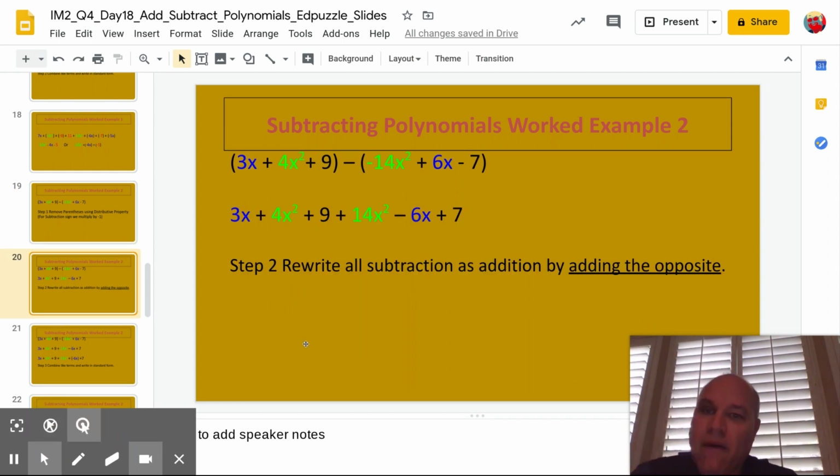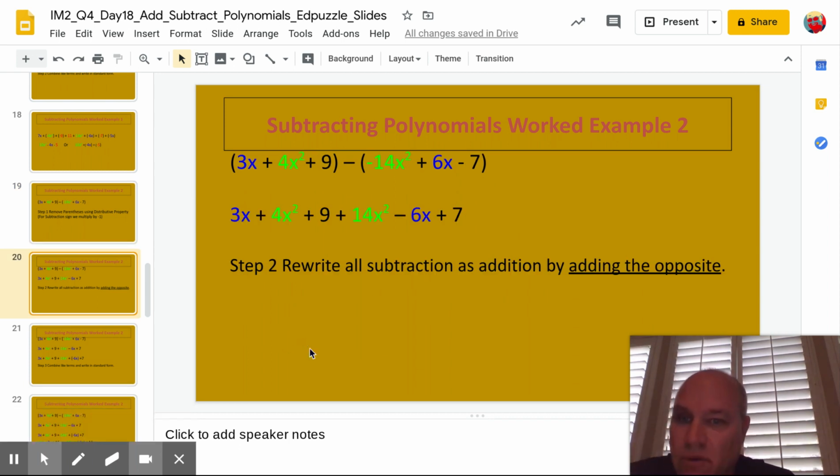So now we have 3x plus 4x squared plus 9. So we just distributed 1 there, so nothing changed. Just remove the parentheses. But look at this. Now we have plus 14x squared minus 6x plus 7. So we distributed negative 1, or you can just say you add the opposite of each sign. That is what we did there.